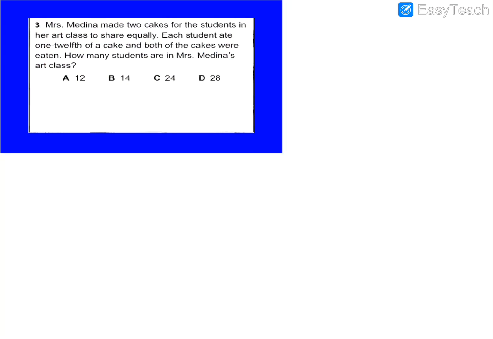Let's work one simple problem before we go to the other types of division problems. It says that Mrs. Medina made 2 cakes for the students in her art class to share equally. Share equally means that we're going to have to do what? That's right, we're going to have to divide. So how many cakes are we starting with?